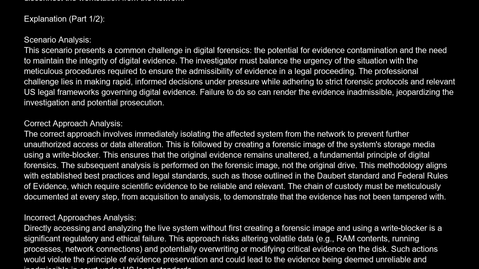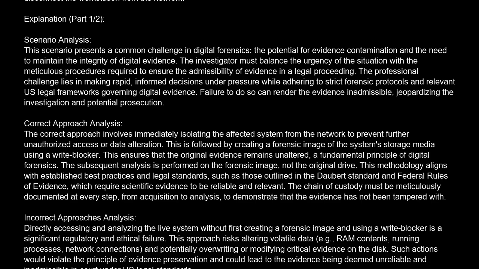The correct answer is D. Immediately create a bit-for-bit forensic image of the workstation's hard drive using a hardware write blocker, and then disconnect the workstation from the network. Explanation. Scenario analysis. This scenario presents a common challenge in digital forensics: the potential for evidence contamination and the need to maintain the integrity of digital evidence.